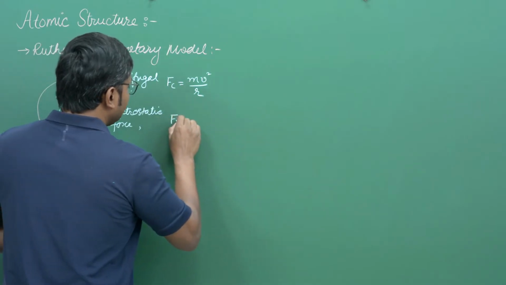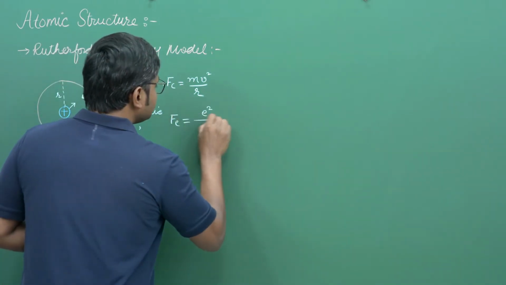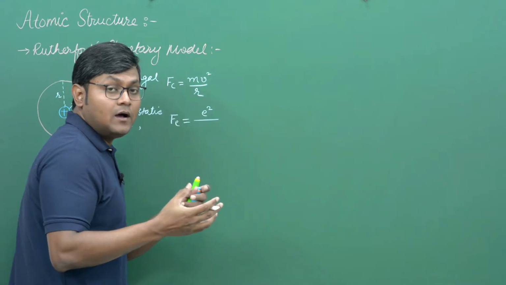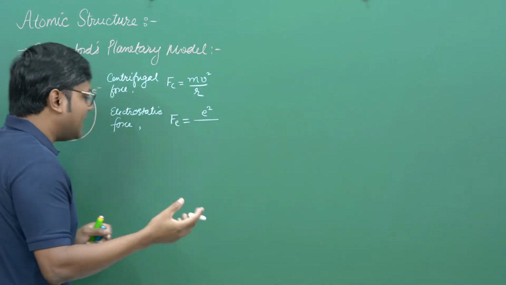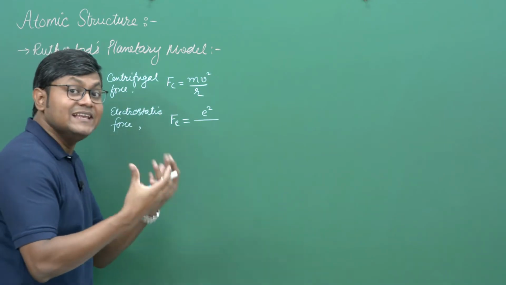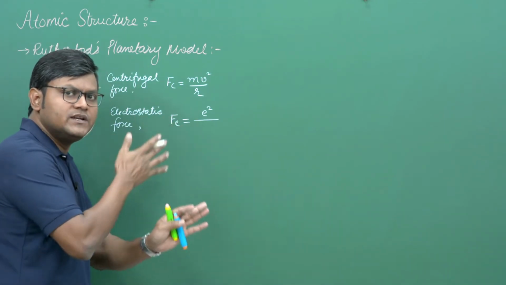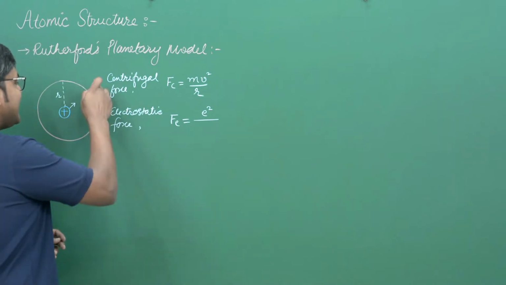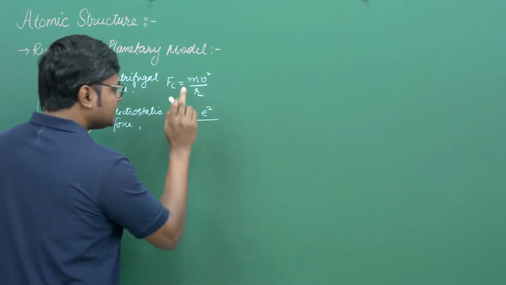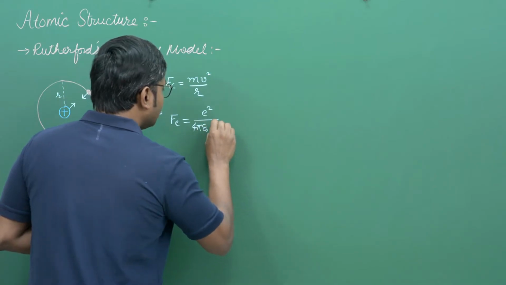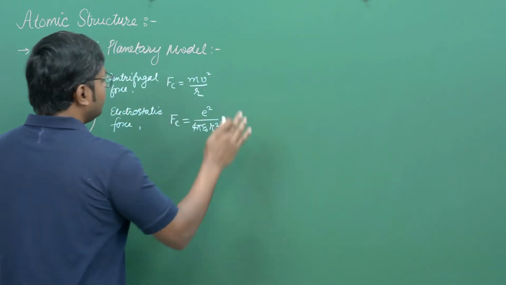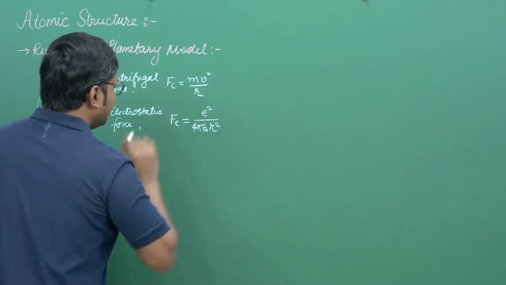which is essentially e square, because the atom itself is neutral, so the electron charge and the proton charge should be exactly equal in magnitude, but opposite, of course, in terms of sign: this is negatively charged and this is positively charged. So e square upon 4 pi epsilon naught r square. This is the Coulombic law for attraction between two electronic charges.